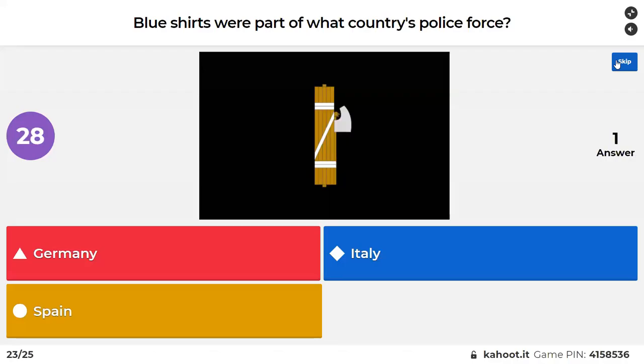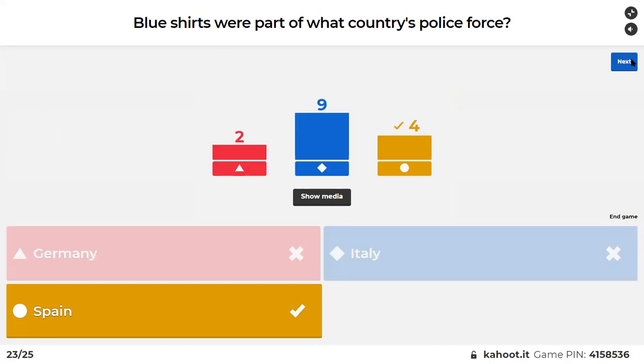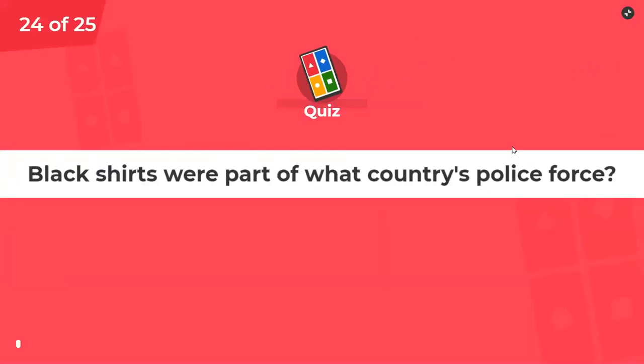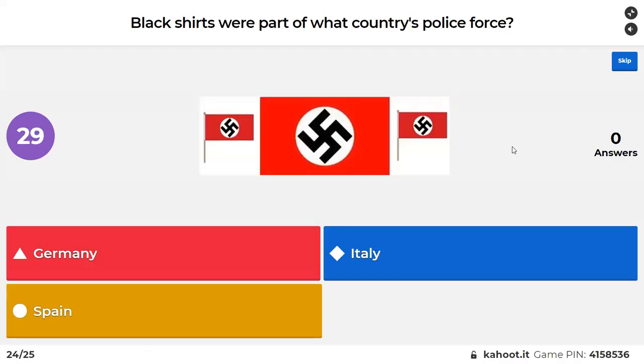Blue shirts were part of what country's police force? That's Spain. Italy, black shirts. Germany, brown shirts. Spain, blue shirts. Black shirts were part of what country's police force? I just gave you the answer.